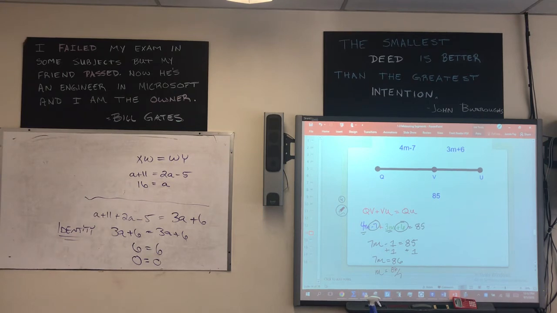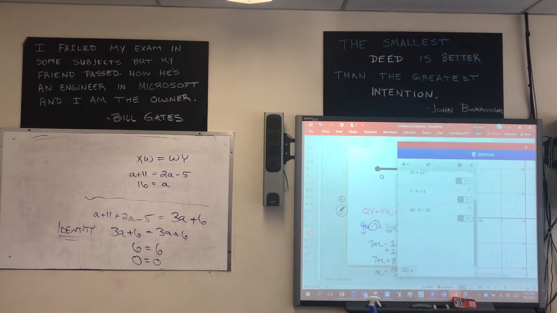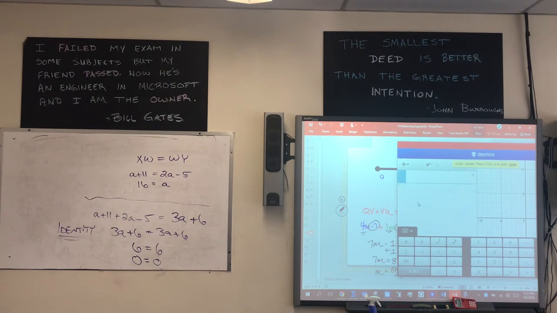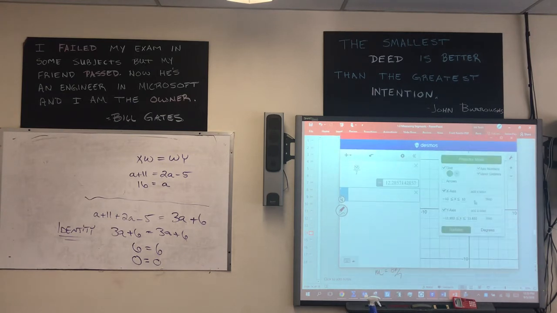Now, I know some of you have the desire to know what that is as a decimal. If you want to do that, go ahead. Let's see here if I open Desmos. I like using this calculator. Let's see if I can clear all this. So 86 over 7 gives me that number right there, which is the value for m.